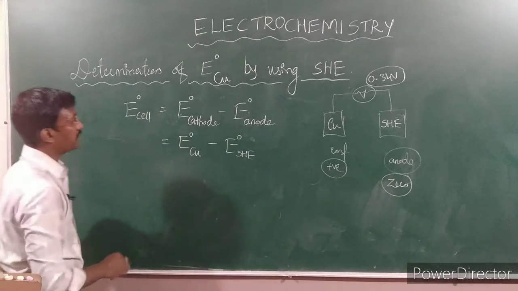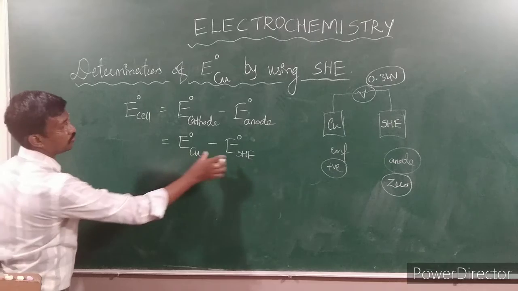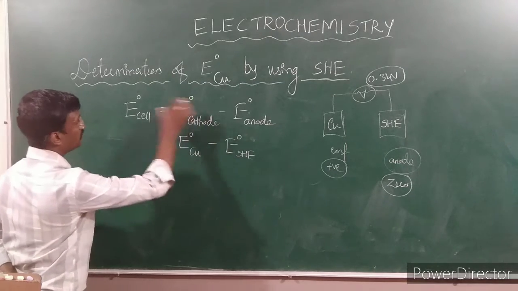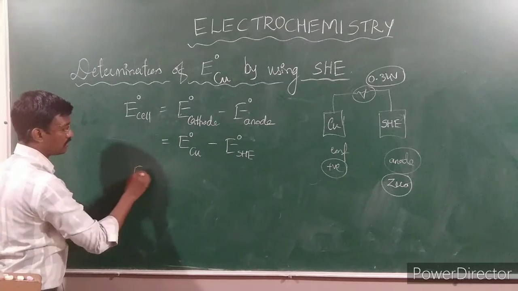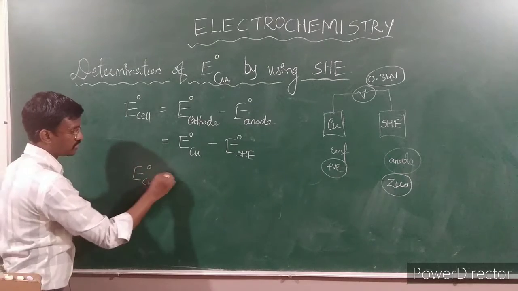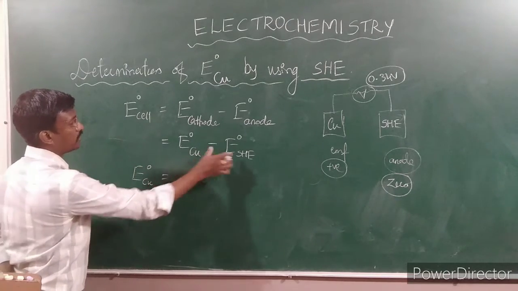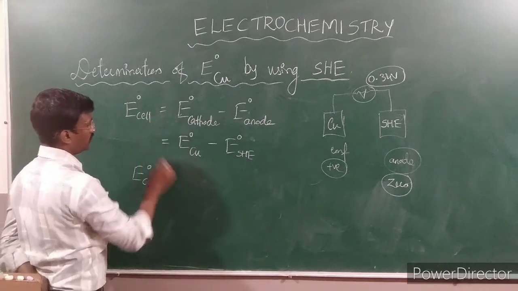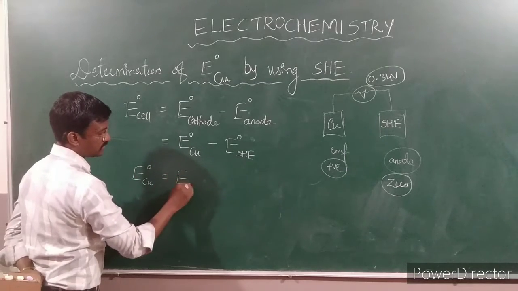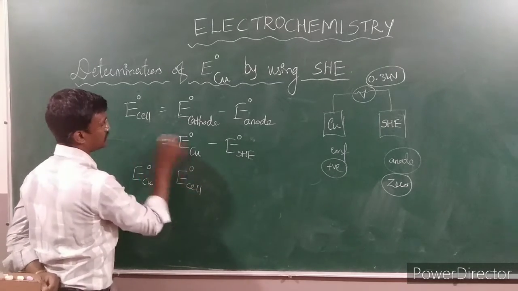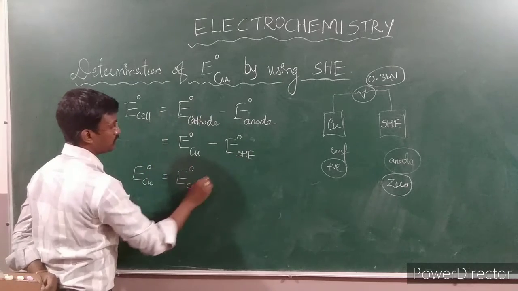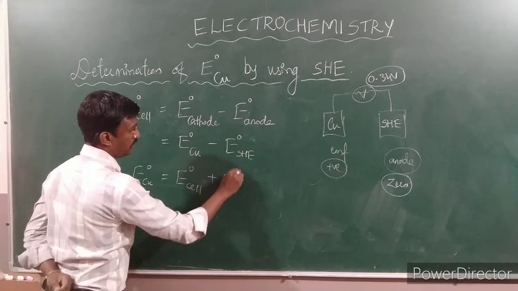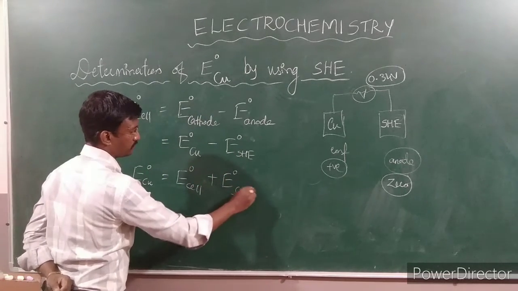So now we need the value of copper. Let's send this SHE to the right side. What happens? E copper, the standard electrode potential of copper, I am sending this to the right side. It means E cell naught stays as it is, and the minus becomes plus E SHE.